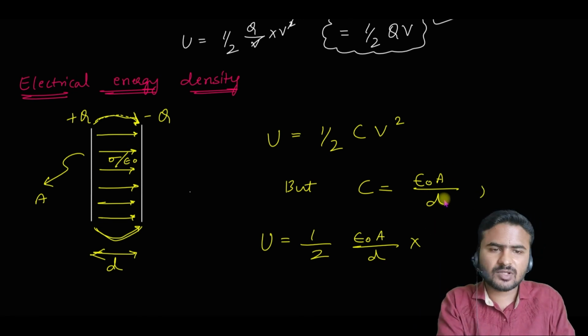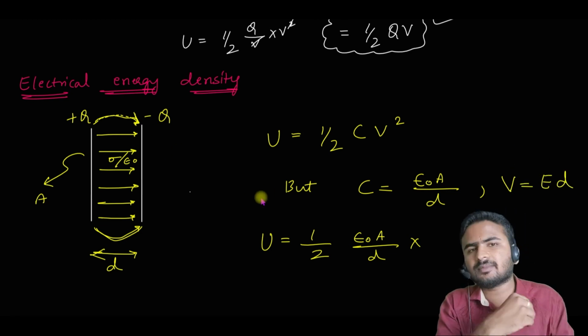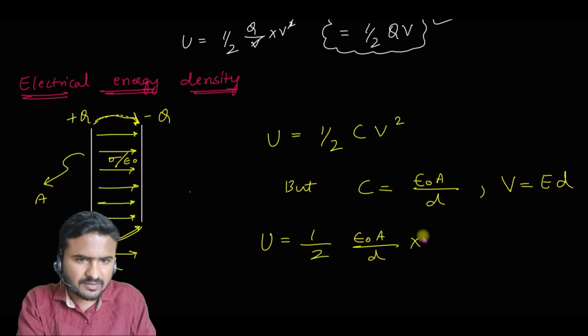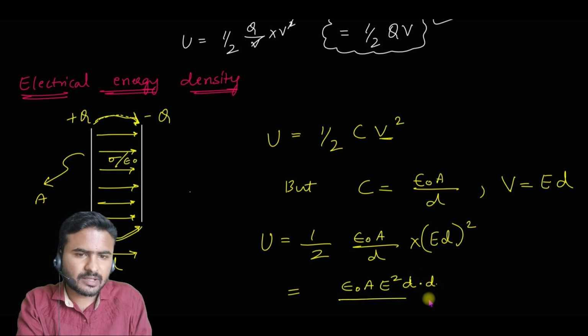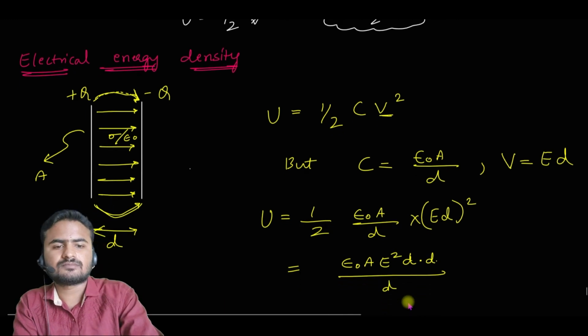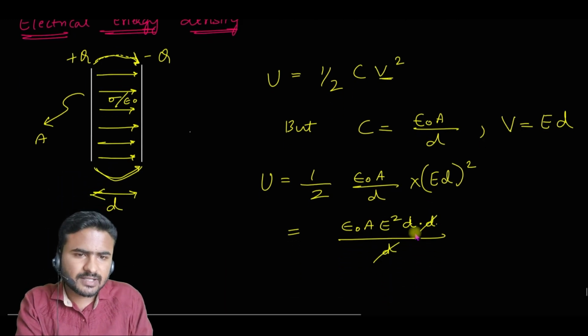Now I can also write V as what? C is equal to epsilon naught A divided by D, and capital V is nothing but the electrical field between the plates multiplied by the distance between the plates, isn't it? So can I write capital V as E into D, but whole square, because I have V square. So E D the whole square. Now if you simplify this, you get epsilon naught A into E square into D square. D square I'm going to write as D into D, divided by D in the denominator, and one D will get cancelled.